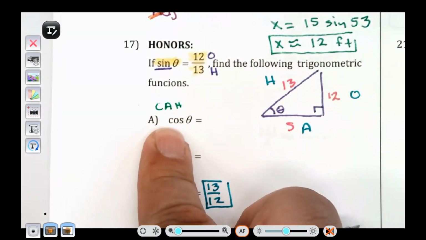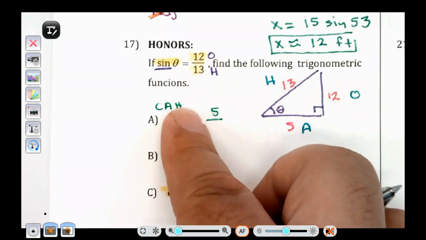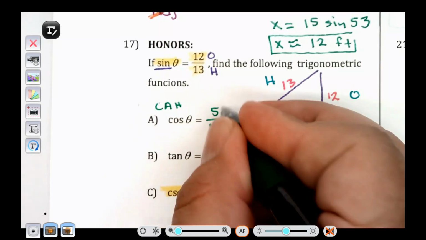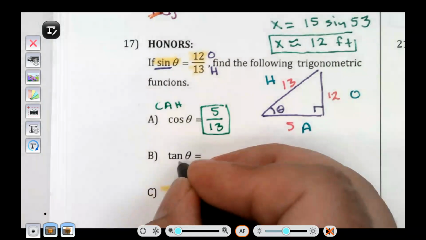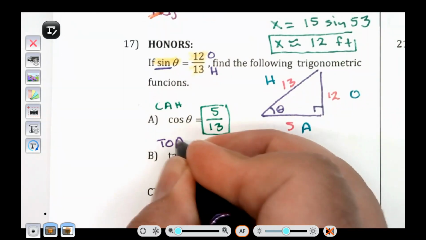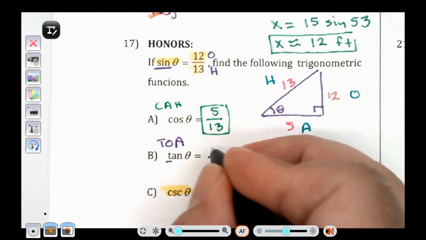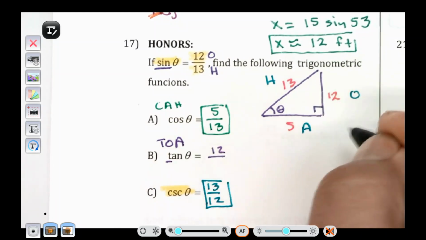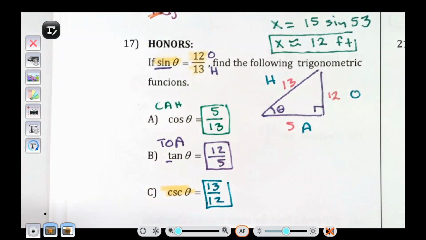CAH. Well, there's the C. So all I need is the A, 5, and the H, 13. And just like that, I'm done with that problem. And then for the other one, tangent, well, that's the TOA portion. Well, we already have the T, meaning the O is first, so 12. The A is the 5. There's our answer. All right. One more to go here.